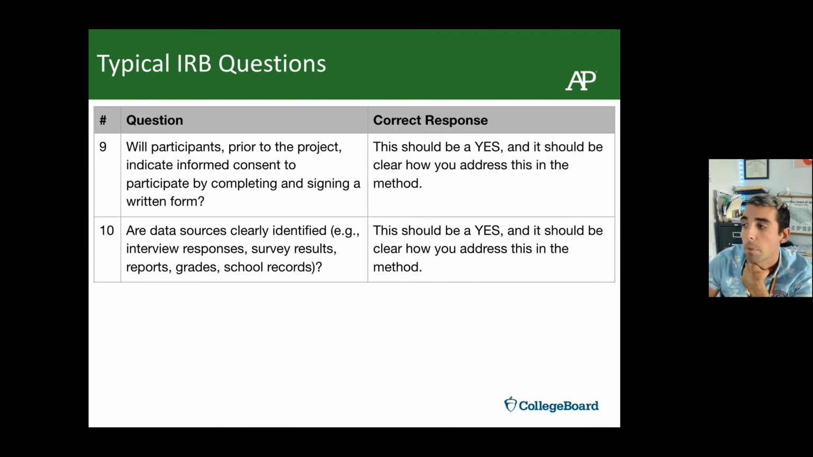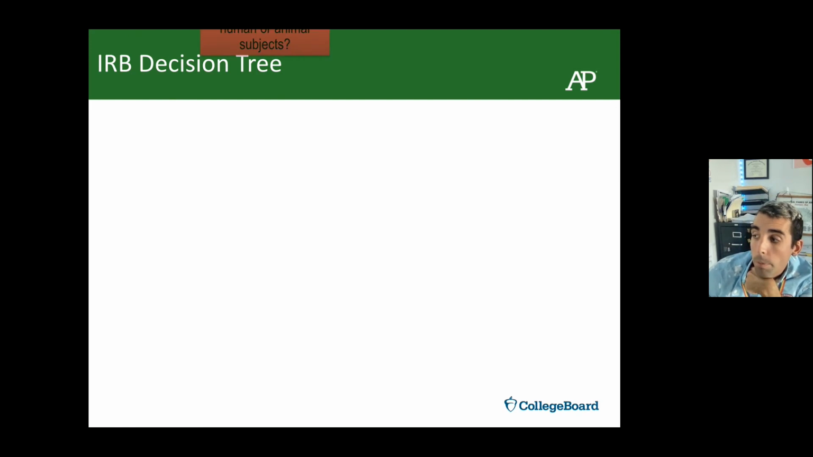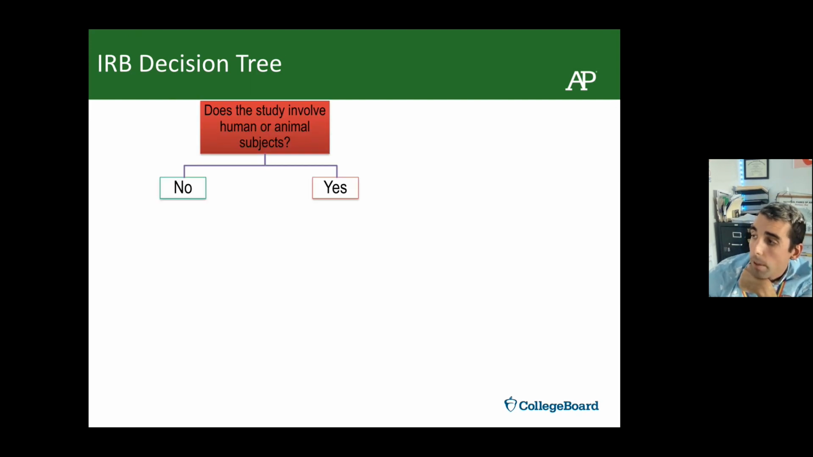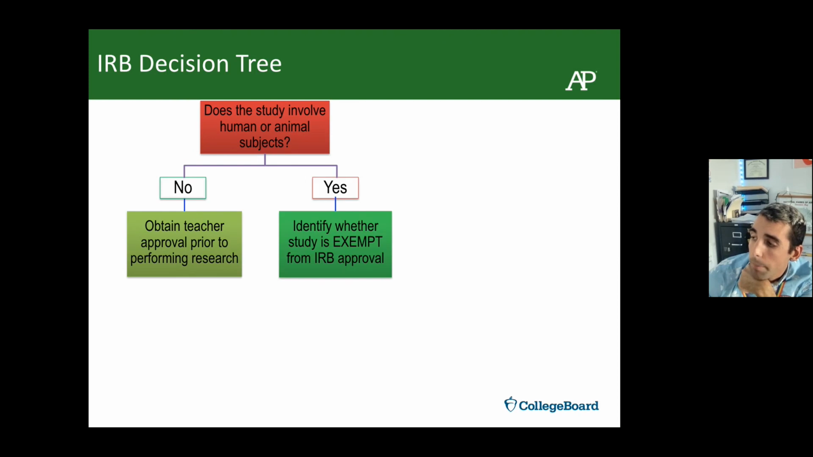Some more questions. Will participants, prior to the project, indicate informed consent to participate by completing and signing a written form? And that should always be a yes. And again, that is a double yes if it requires minors. Are data sources clearly identified, ergo interview responses, survey results, reports, grades, school records? And this should be a yes, and it should be clear how you address this in the method. So when making a decision, your IRB will follow some parameters.